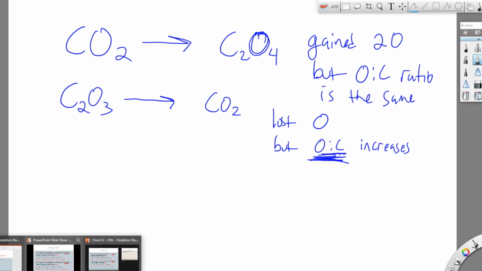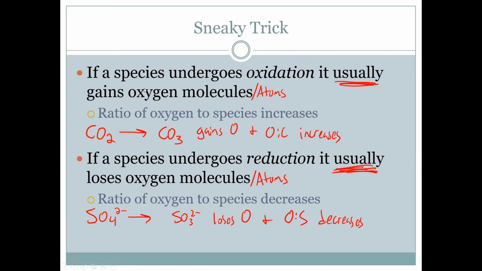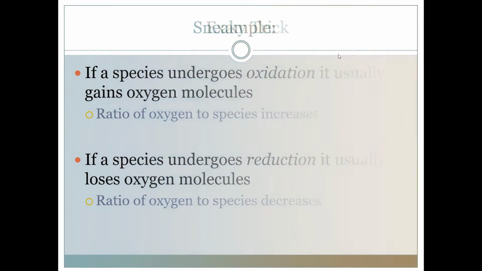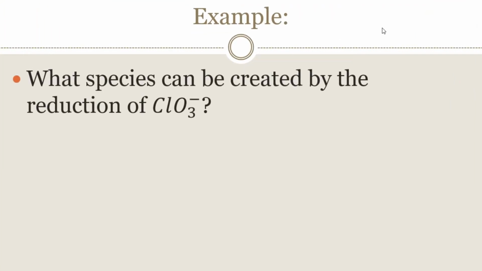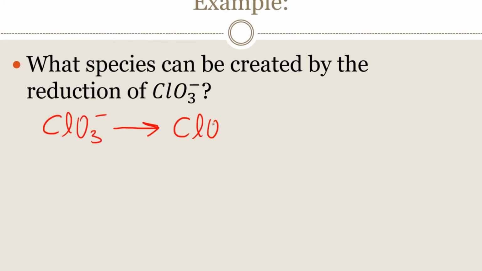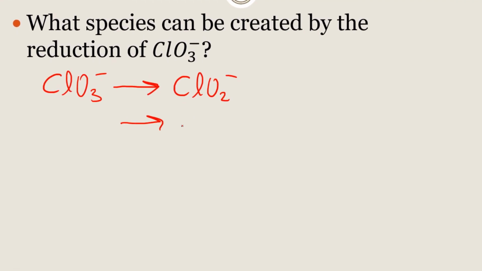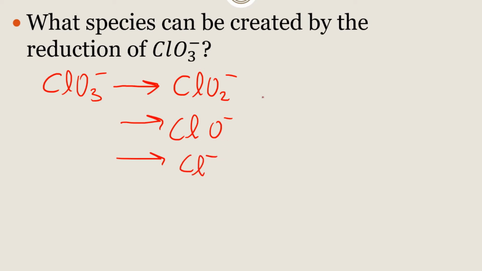Now this does allow you to figure out, now you know that a loss of oxygen is a reduction, or a gain of oxygen is an oxidation. It does allow you to take certain compounds, like for example here, this is ClO3, so chlorate, and you can figure out, okay, what can I turn this into if I reduce it 1 oxygen at a time? So here is ClO3. If I reduce it, I can turn this into ClO2, or I can turn this into ClO, or I can turn this into just plain Cl. So these are possible reduction products, possible reduction paths.